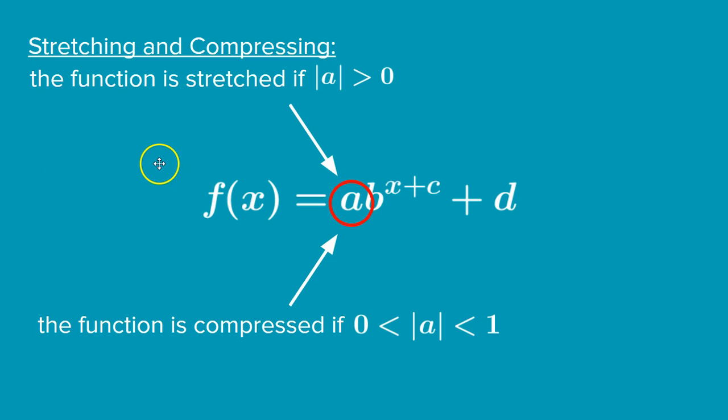Now in addition to shifting, we can also stretch and compress the graph. The function is stretched if the absolute value of a is greater than 1. And the function is compressed if the absolute value of a is between 0 and 1. So if we have an a value of 10, it's going to stretch the graph. But if we have an a value of 1/10, it's going to compress the graph. And that's shown by the coefficient a, which comes before the b to the x term.